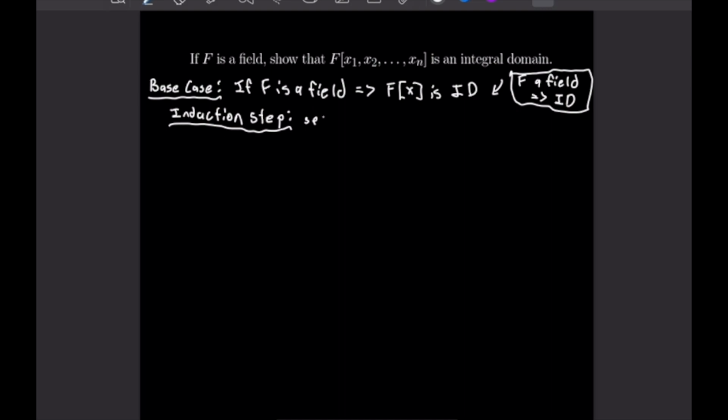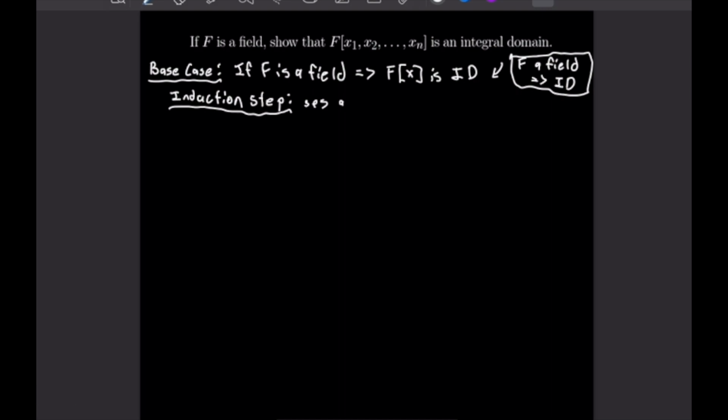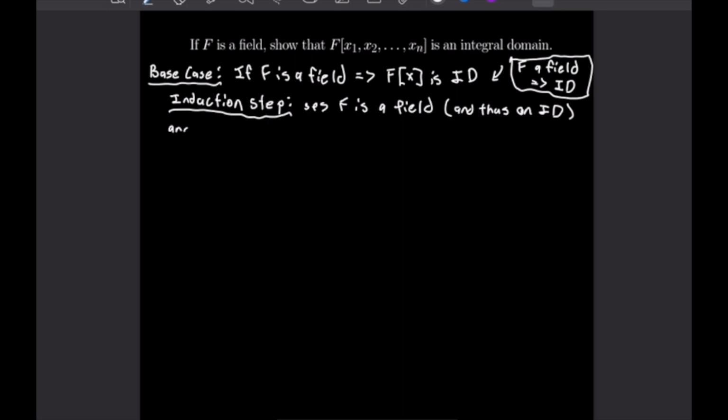So let's suppose that we have a field F. So suppose F is a field, and I'll go ahead and put in quotes, and thus an integral domain. And we have, for some k, which is between 1 and n, F adjoin x1 through x sub k is an integral domain.